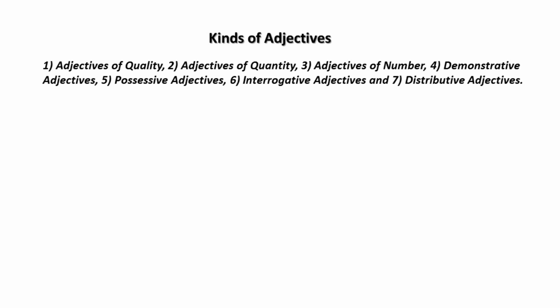Kinds of adjectives. Adjectives can be classified into the following kinds: adjectives of quality, adjectives of quantity, adjectives of number, demonstrative adjectives, possessive adjectives, interrogative adjectives, and distributive adjectives. Today we will deal with 4 of these: adjectives of quality, quantity, number, and demonstrative adjectives. The rest of the adjectives we will learn the next day. Now let us begin with the adjectives of quality.